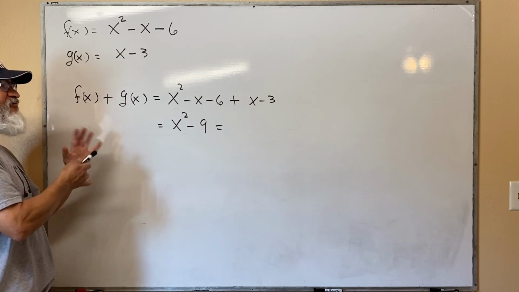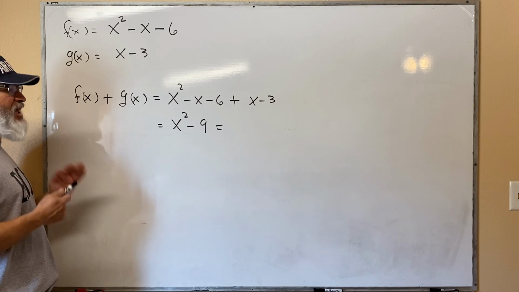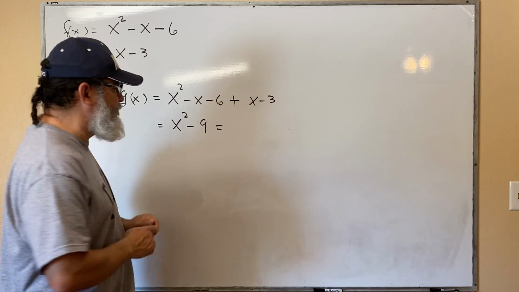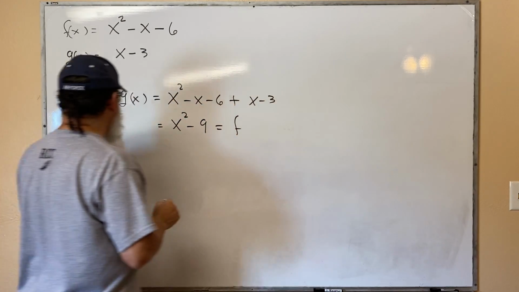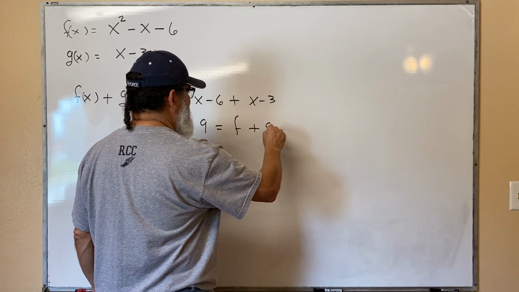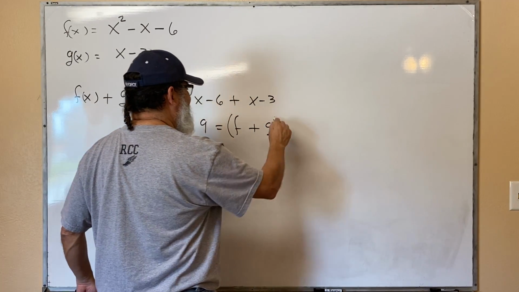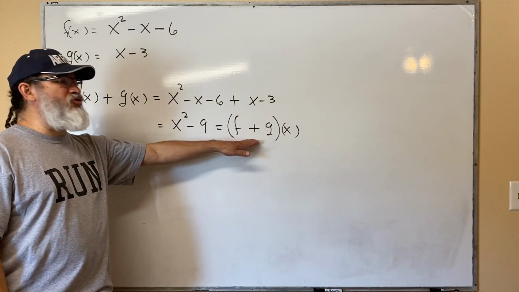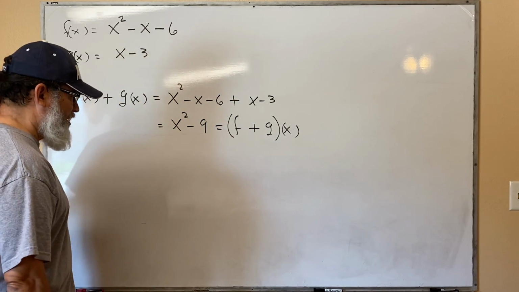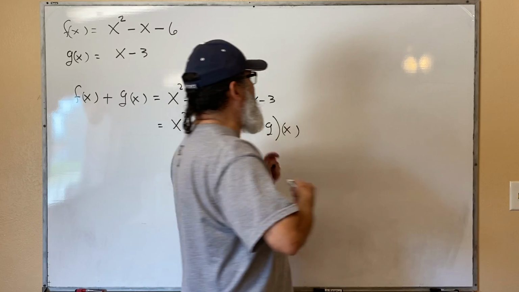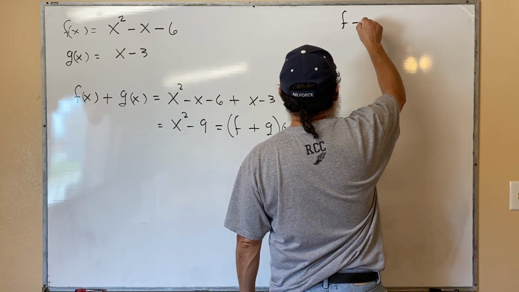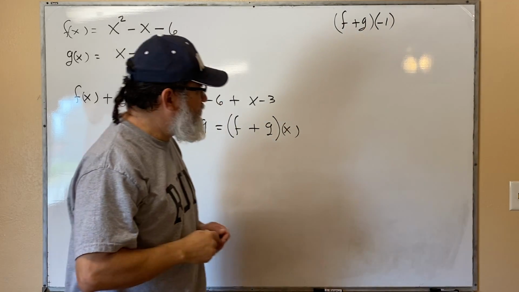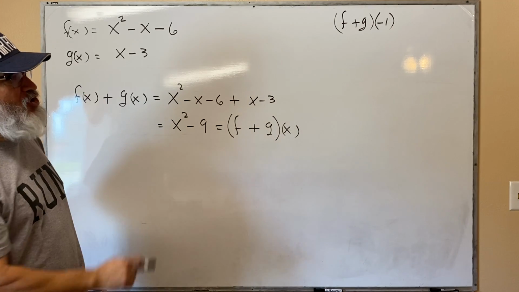This is not really function notation. So let me give you function notation, okay? When you add two functions, you get a function. So here's function notation: f, which is the first function, plus g, which is the second function, of x. Okay? So this is the proper notation. All right, and now we can ask, for example, what is f plus g of -1? Look at the notation that I'm using. That's function notation, okay?